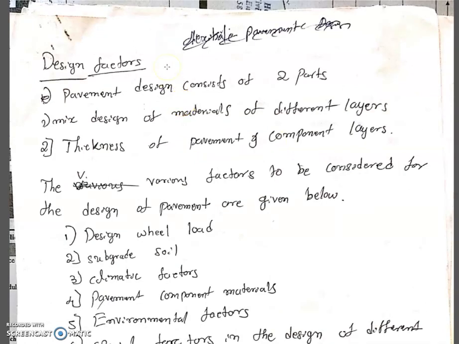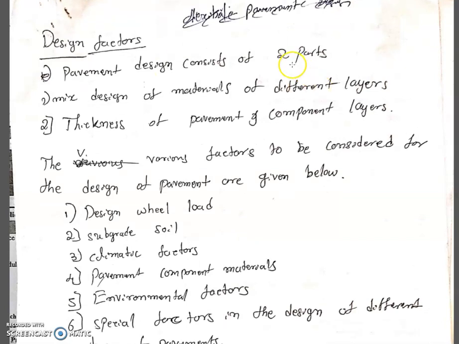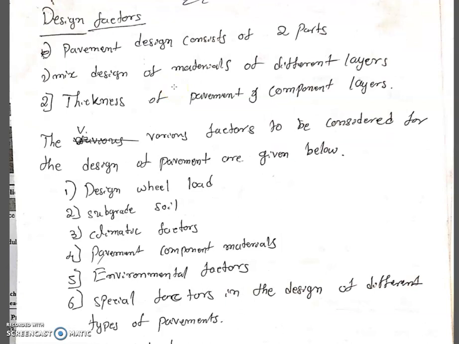Next, design factors. How we design the pavement. It basically consists of two parts. One is mix design of the materials, whatever aggregates we will use, whether basalt, sandstone, granite, the quality of the aggregates and bitumen. Second one is the thickness of the pavement and component layers. It's similar to your building designs. Here we will check the CBR of the subgrade. If the CBR is higher, the strength is higher, and the thickness of the pavement will be lesser. If the strength of the subgrade or the CBR value is lesser, the thickness of the pavement will be higher.